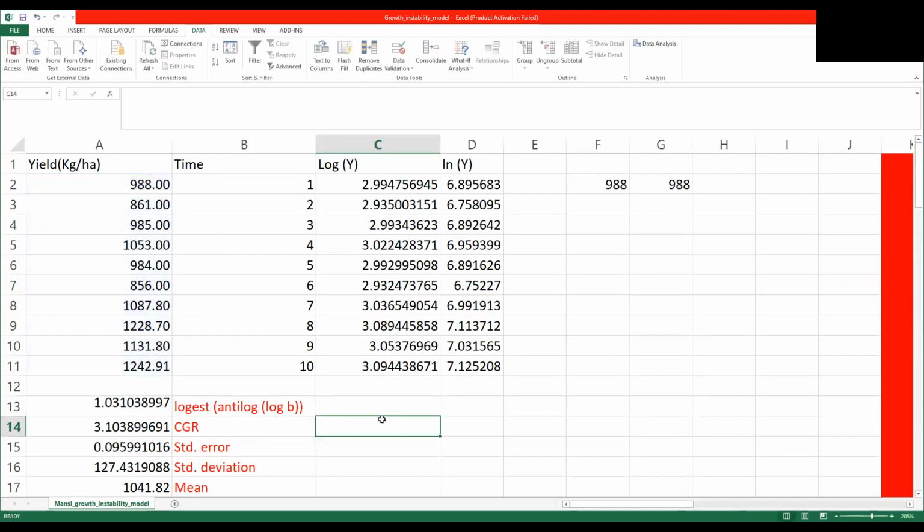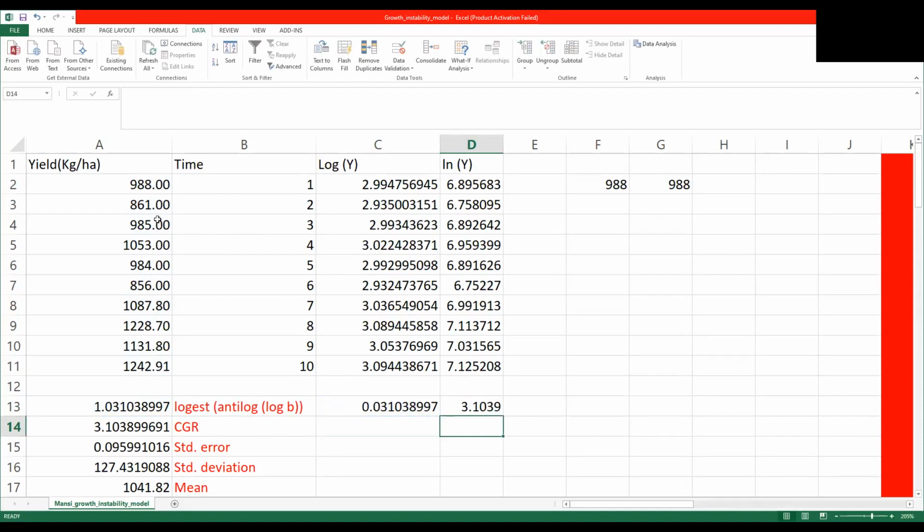Now we know the formula, right? Since we have the anti-log of log b from the LOGEST function in Excel, this one, anti-log of log b, minus 1, into 100. That's it. We obtain the growth rate.